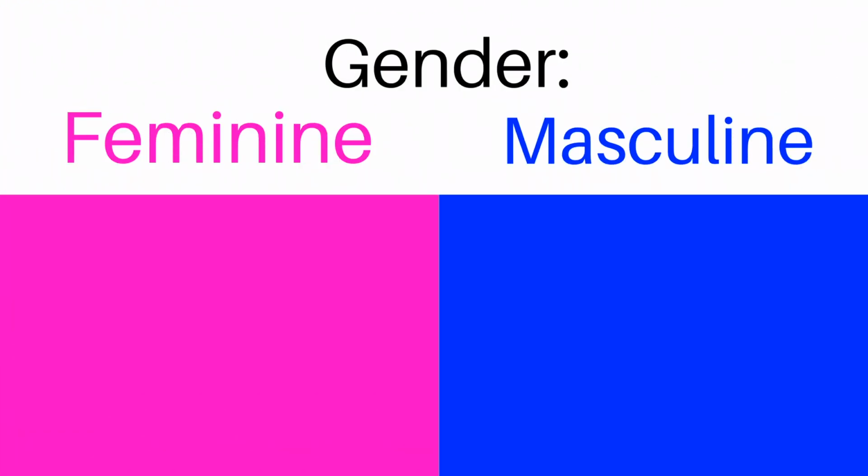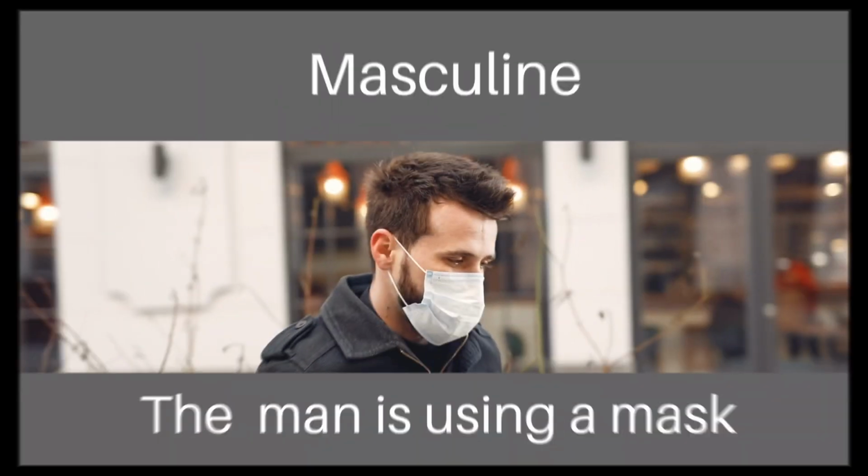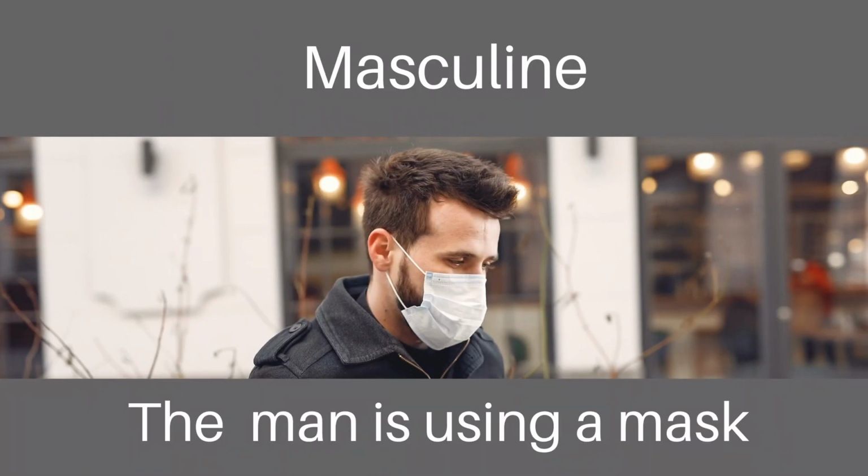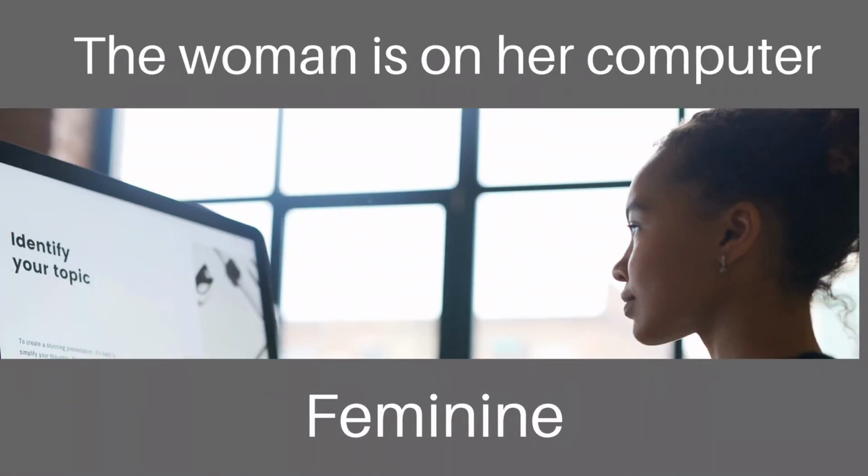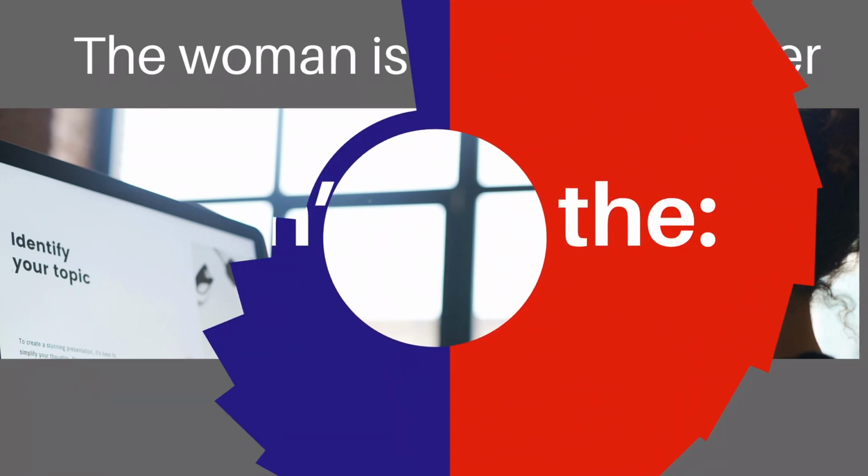Okay guys, very good. Remember that another use that you can give to this definite article is when you are talking about gender. I mean, about feminine or masculine. If you are talking about masculine, an example that you can give is the man is using a mask. Repeat after me. The man is using a mask. And if you are talking related to feminine, you could say the woman is on her computer. Repeat after me. The woman is on her computer.